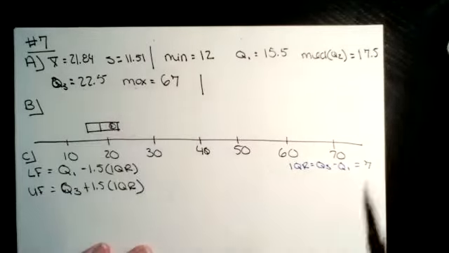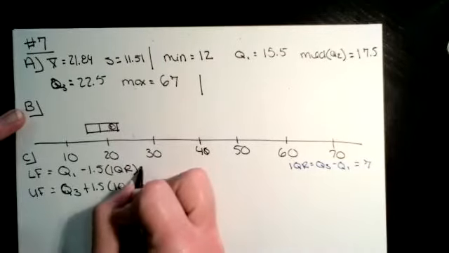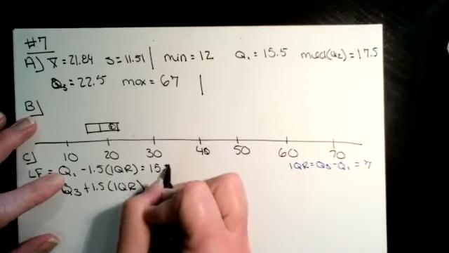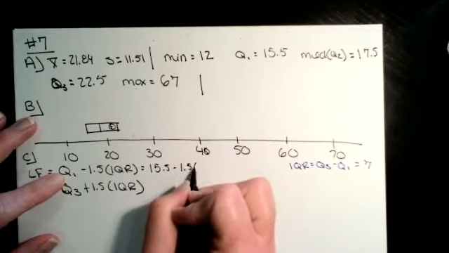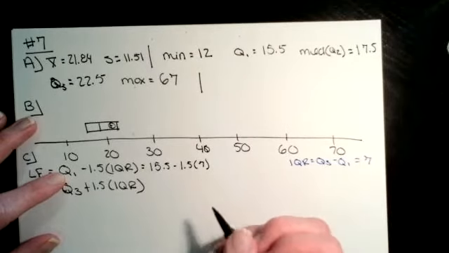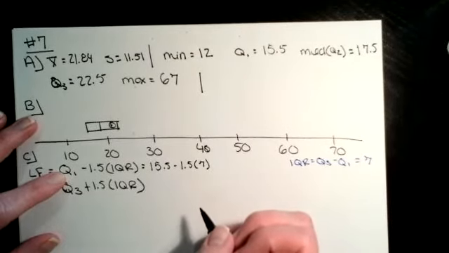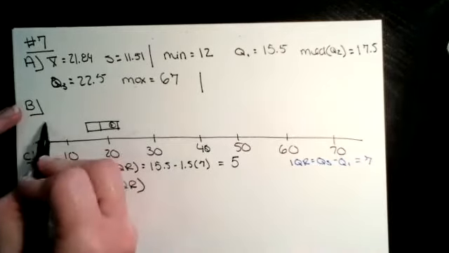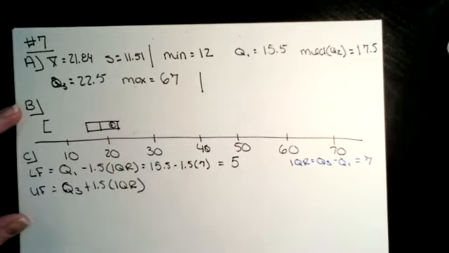22.5 minus the 15.5. I'm just going to plug my values in. Quartile 1 is 15.5 minus 1.5 times 7. Multiply that by 7 times 1.5 and subtract it from the 15.5. I'm left with 5. So my lower fence is down here at 5.